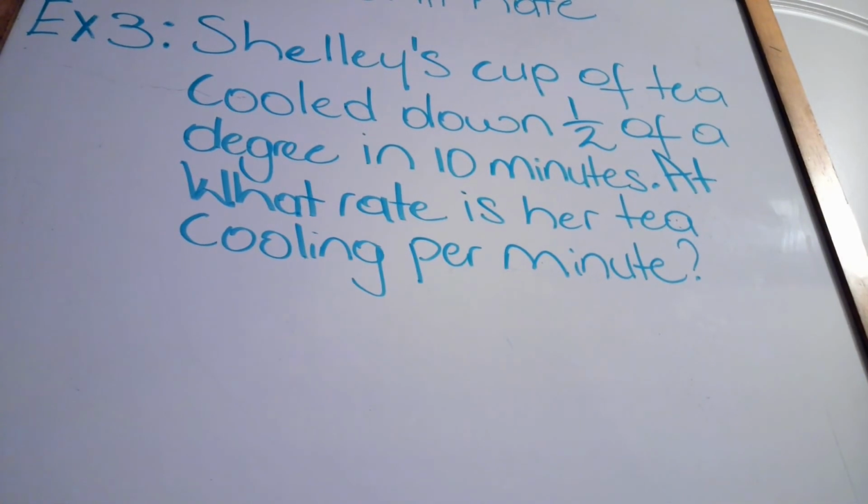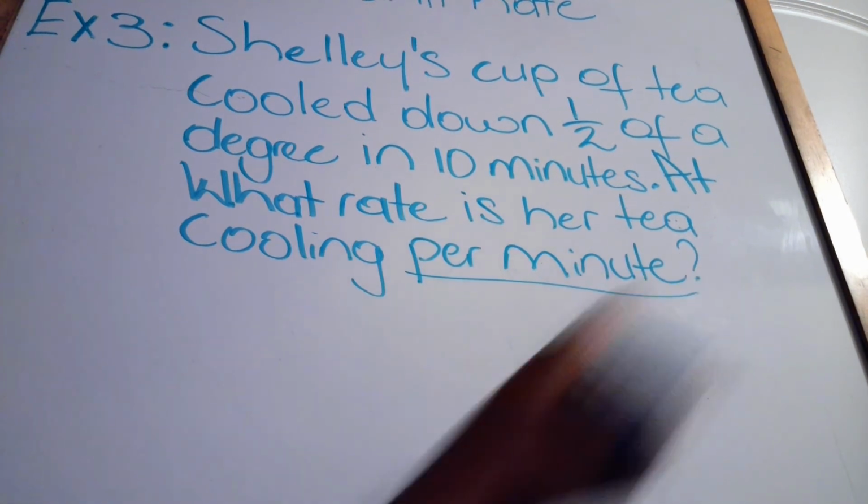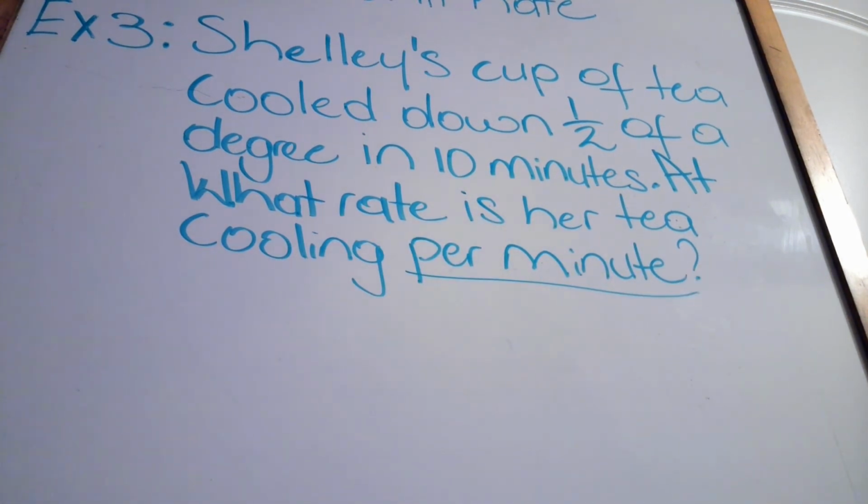Okay, third example here. It says Shelly's cup of tea cooled down 1/2 of a degree in 10 minutes. At what rate is her tea cooling per minute? Key thing here again, per minute. Since we want to know per minute, minute goes in the denominator. Per means 1. So whichever one you want to know 1 of, that's the one that goes in the denominator. So here the minutes would go in the denominator.